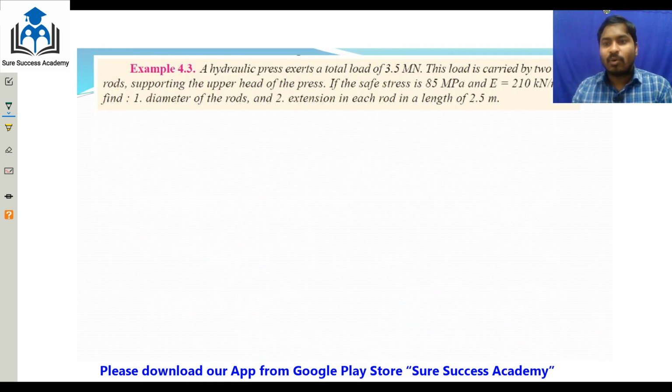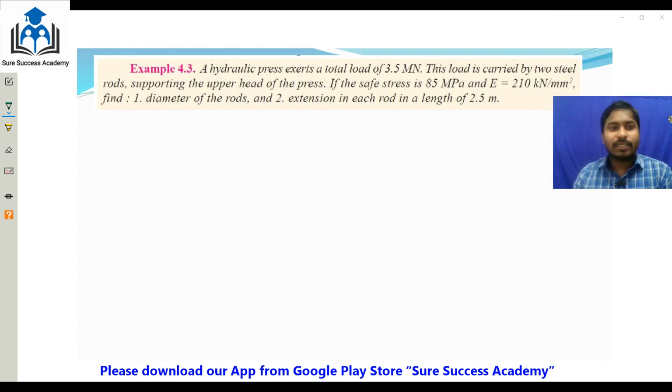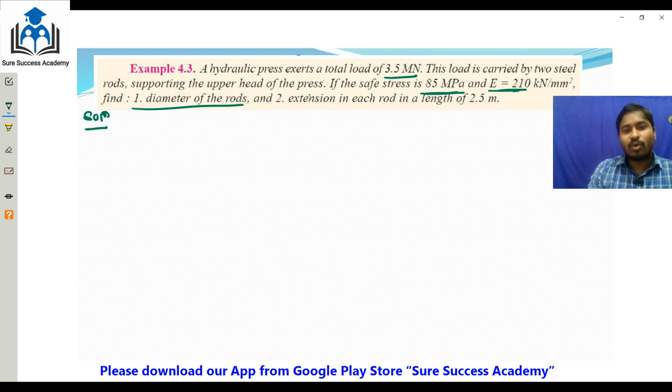So friends, one more problem we will do here. What is given: a hydraulic press exerts a total load of 3.5 meganewton. The load is carried by two steel rods supporting the upper head of the press. If the safe stress is 85 MPa and the Young's modulus is given, find the diameter of the rod and the extension of each, of length 2.5 meters.